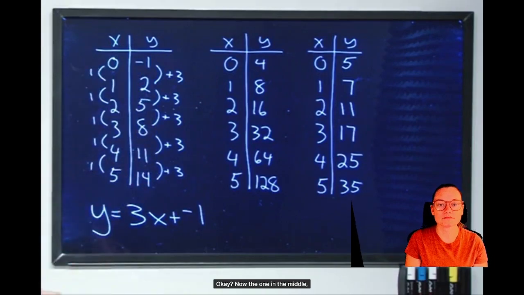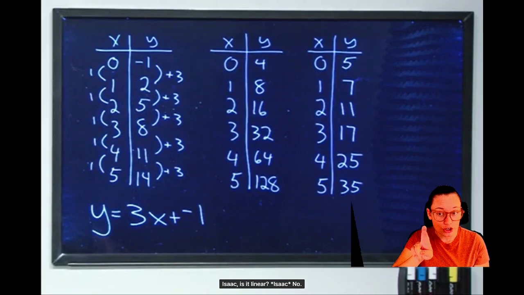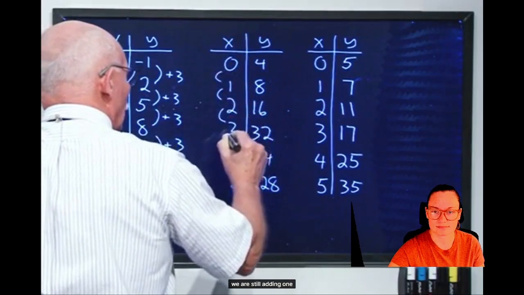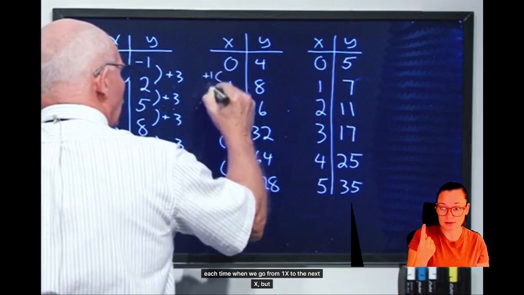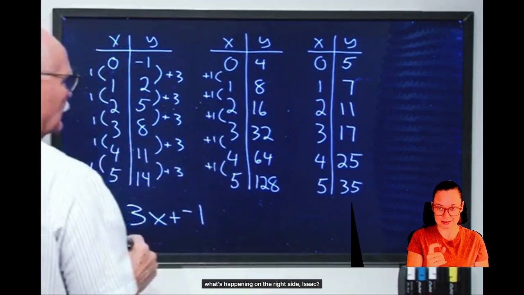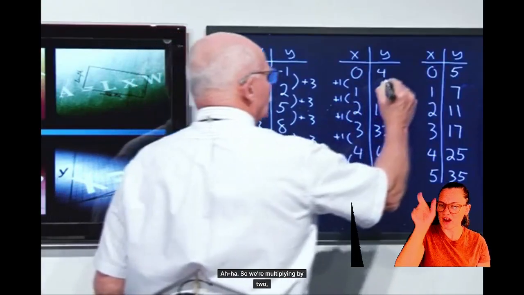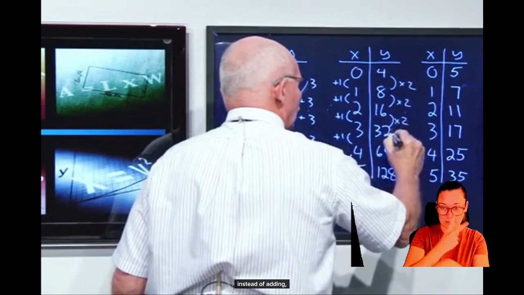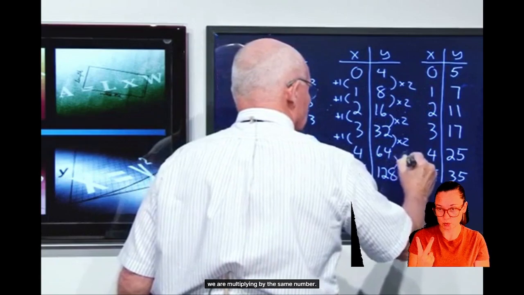Now, the one in the middle, Isaac, is it linear? No. However, it is something that we talked about earlier. This time, we are still adding 1 each time when we go from 1 x to the next x. But what's happening on the right side, Isaac? Each time as it goes down, it's doubling. Aha. So we're multiplying by 2. Instead of adding, we are multiplying by the same number.